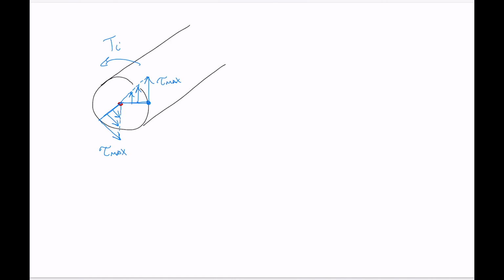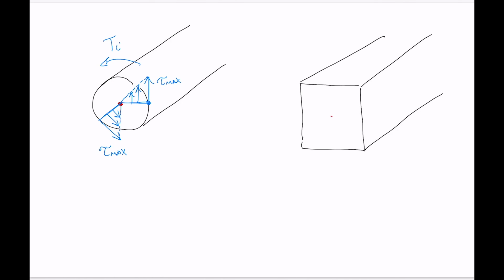Now, if you look at something that's got a square cross section, for example, the situation is quite different. If this is subjected to an internal torque, then you might be tempted to think that the farther you go from the center, the higher the shear stress will be.